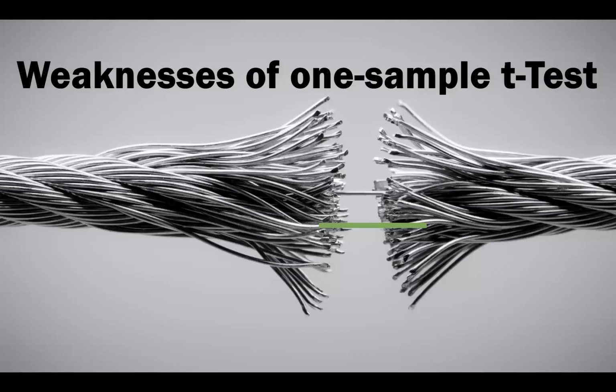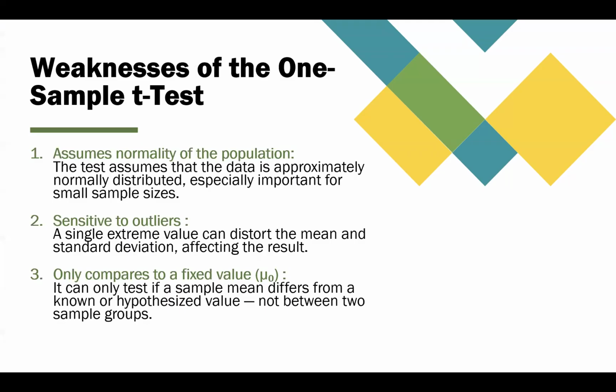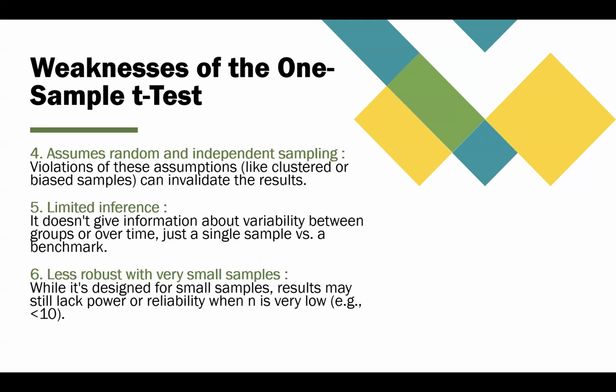They work on the same principle as the one sample t-test. So some of the weaknesses of one sample t-test: it assumes normality of the population. It assumes that the data is approximately normally distributed, especially important for small sample sizes. It is sensitive to outliers. A single extreme value can distort the mean and standard deviation. It only compares to a fixed value. It can only test if a sample mean differs from a known or hypothesized value.